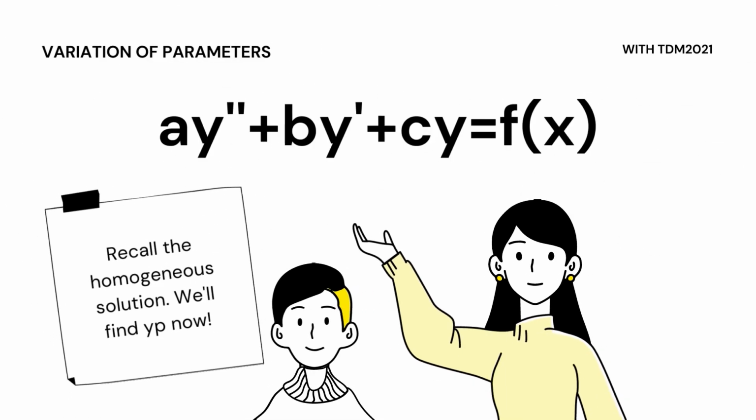Hi, we are going to discuss the variation of parameters method. Given that we have a second order linear differential equation with constant coefficients and f(x) is non-zero, we need to recall the homogeneous solution, and in this part we are going to discuss what our yp is.